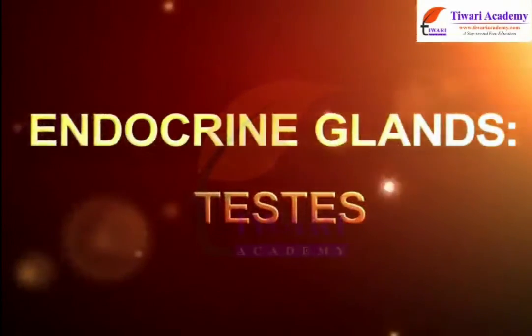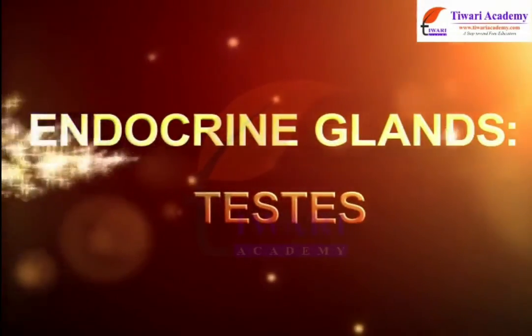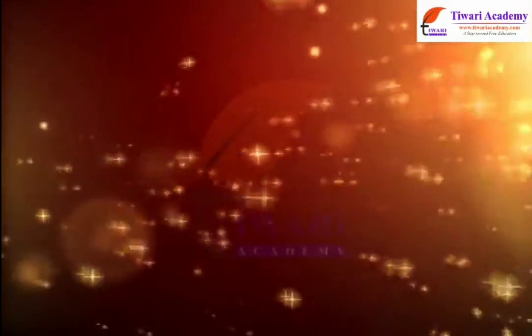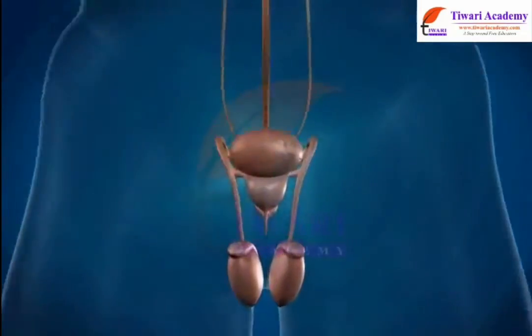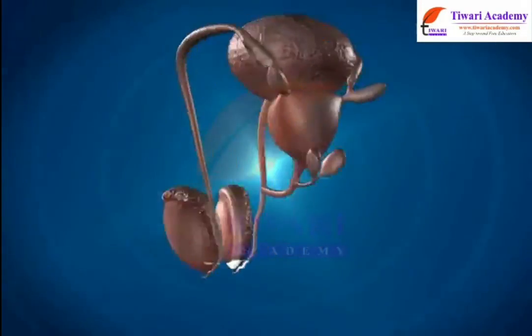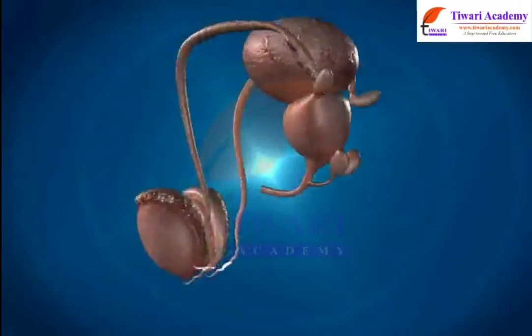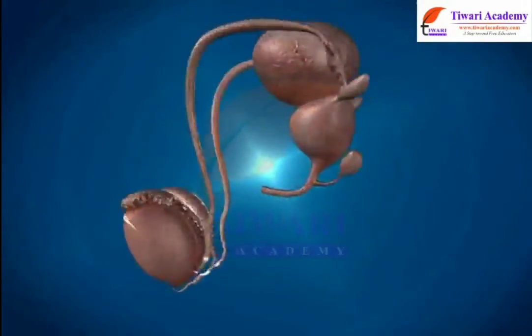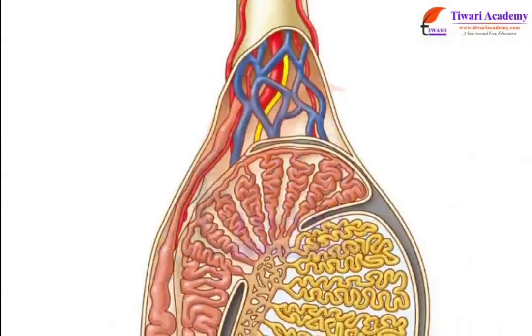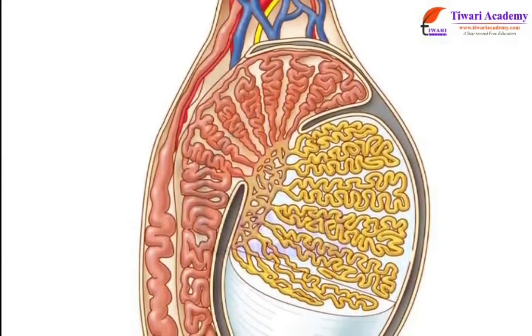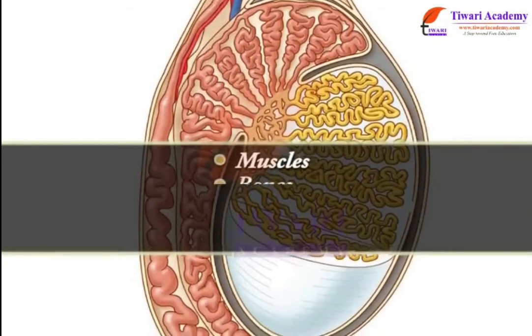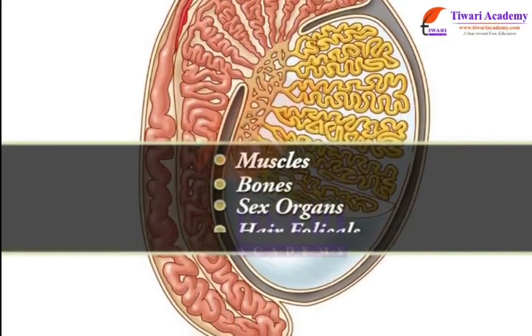Endocrine glands, testes. The testes are a pair of ellipsoid organs found in the scrotum of males that produce the androgen testosterone in males after the start of puberty. Testosterone has effects on many parts of the body, including the muscles, bones, sex organs, and hair follicles.